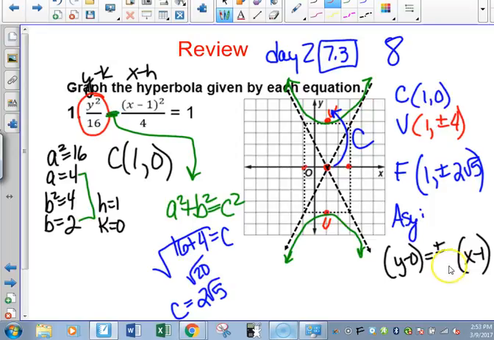So when we write a over b, we get 4 over 2, which reduces to 2. So it's y equals plus or minus 2 times the quantity x minus 1. Now, does that make any sense for this picture? Does it look like that line was going up 2 and over 1, up 2 and over 1?